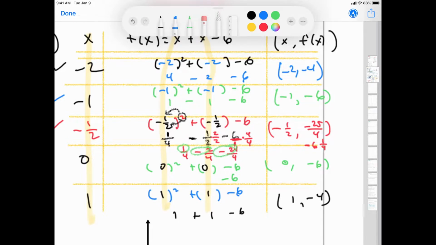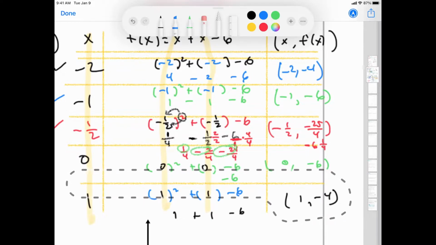I wanted that to be blue. Why? No, don't do that. Let's try that again. There it is, so that my blue answers match.